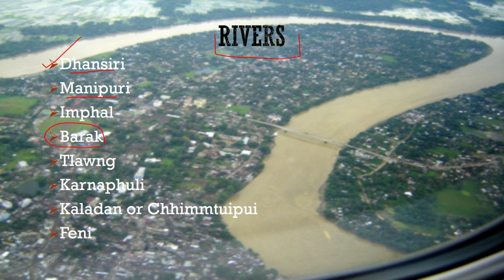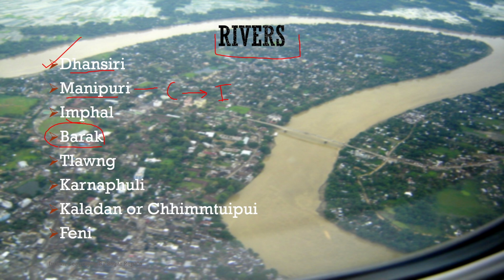Then there is Manipuri River. Manipur is also a state. Manipuri is also a river which joins River Chindwin in Myanmar, and Chindwin is the tributary of River Irrawaddy. So Irrawaddy is, you can say, the major river in Myanmar, and we'll learn about it. So Manipuri joins Chindwin River, and Chindwin River joins River Irrawaddy in Myanmar.